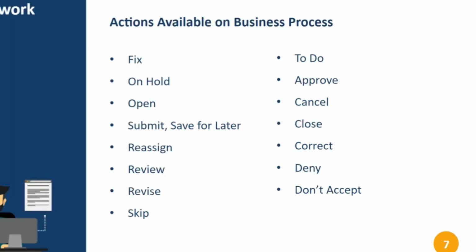their own version. Some common actions that are available on Workday business processes include fix, put on hold, open, submit, save for later, reassign, review, revise, skip, to do, approve, cancel, close, correct, deny, don't accept. These provide flexibility in how steps can be handled as a process moves through its workflow.